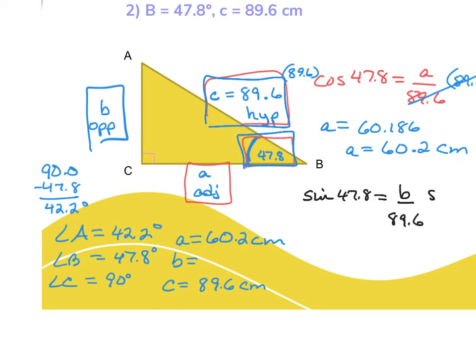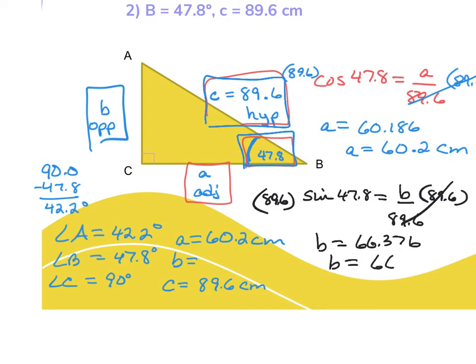Multiply both sides by 89.6. Cancels it out of the bottom. 89.6 times sine of 47.8 gives me 66.376, rounded to the tenths place, 66.4. And now I have solved the triangle. I found all three angles and all three sides.